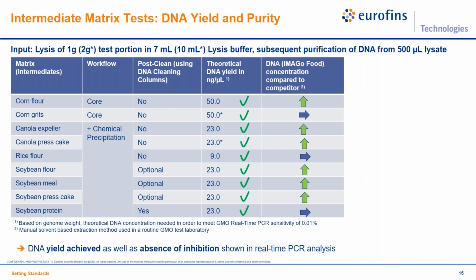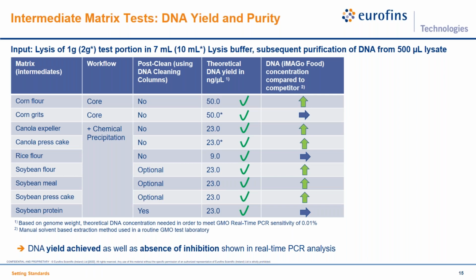Now you see that in some cases, so in optional cases, again with the soybean, we recommend using a post-spin or post-clean column. In the case of soybean protein, it's definitely mandatory because we do see this high inhibition in these cases that we've indicated with the shift of a CQ value, but by using the post-clean columns, this shift can be eliminated. As well as we've been achieving all the DNA yield we wanted to achieve with either using the 1 gram in most of the cases or a 2 gram test portion.